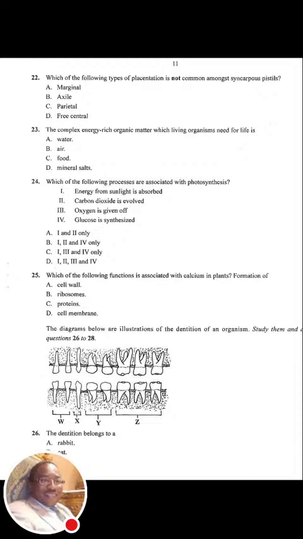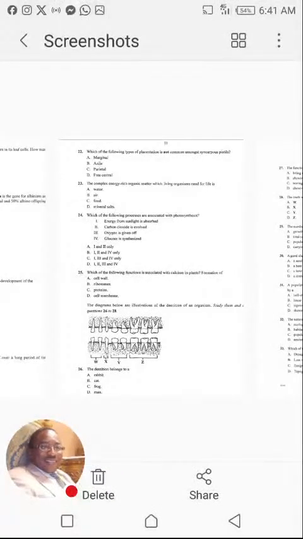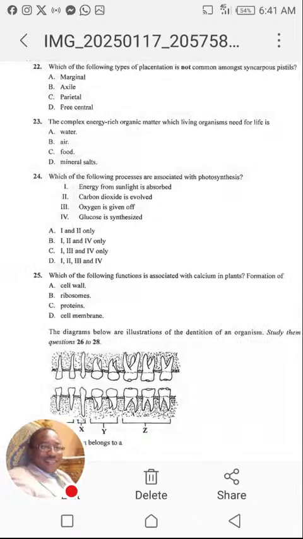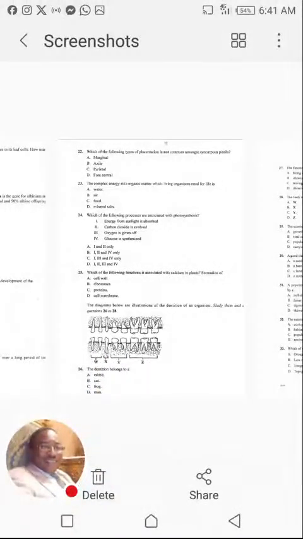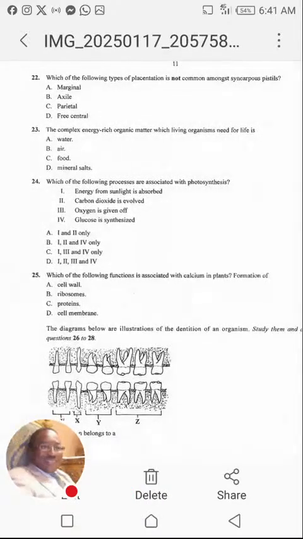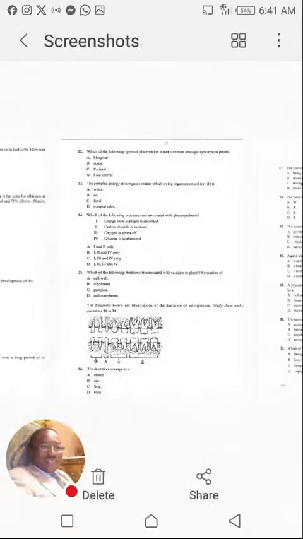Let's look at the options. They said the dentition belongs to A, rabbit, no. B, cat, no. C, frog, no. A frog doesn't even have teeth. Then D, man. So the answer to number 26 is option D. This is the dentition of man, all right? The answer is D to number 26.